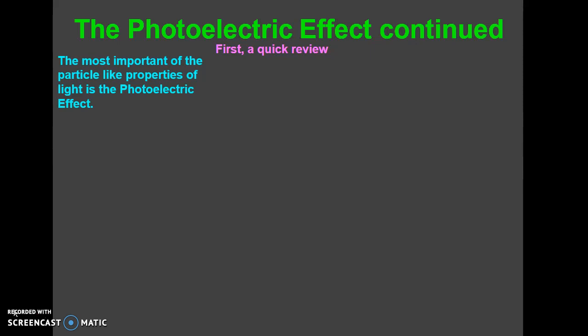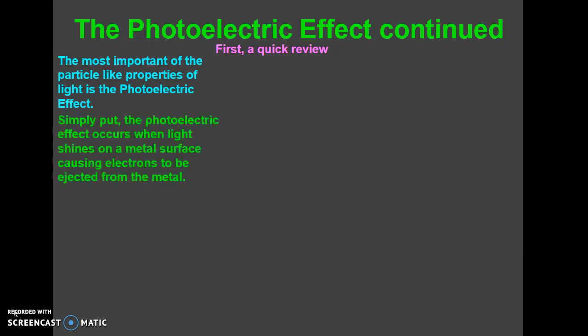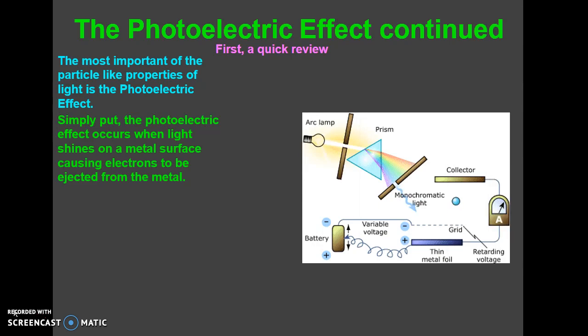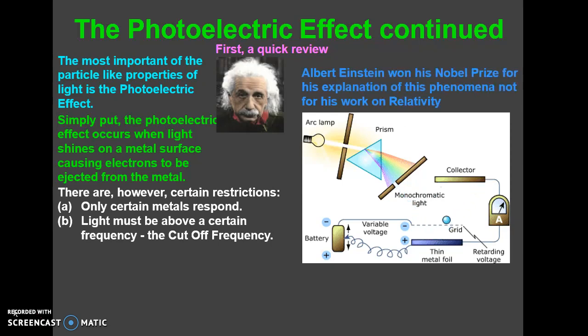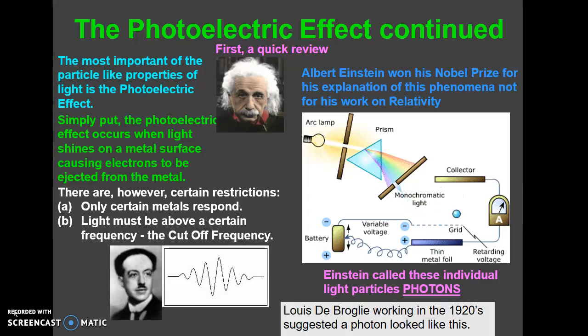Quickly going to review the photoelectric effect introduction. And remember, it's about the particle property of light. What happens is that when light shines on a surface, a metal surface, it can cause electrons to be ejected from the metal if it's the right type of metal and if the frequency is high enough, in other words, above the threshold frequency. We know Albert Einstein's influence on this work, and we also know he decided to call these individual light particles photons.